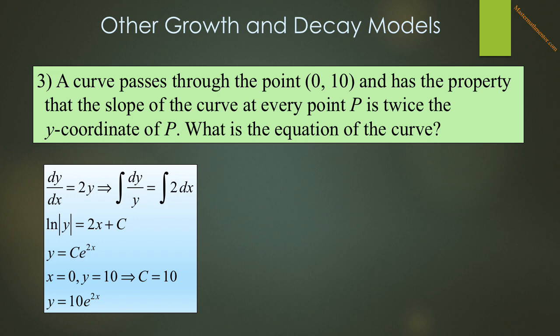dy/dx is equal to 2y, and separating we get dy over y is equal to 2 dx. Now that we're separated, we can integrate both sides, getting the natural log of the absolute value of y is equal to 2x plus c, or y is equal to c e to the 2x. Utilizing the fact that when x is equal to 0, y is equal to 10, that gives us c is equal to 10. And therefore our equation is y is equal to 10e to the 2x.